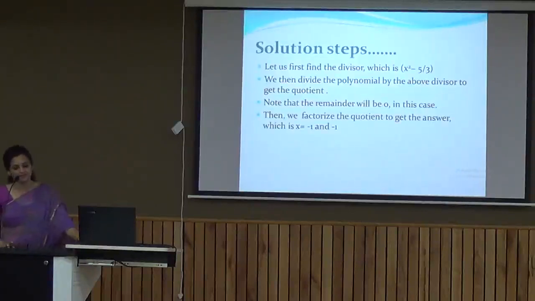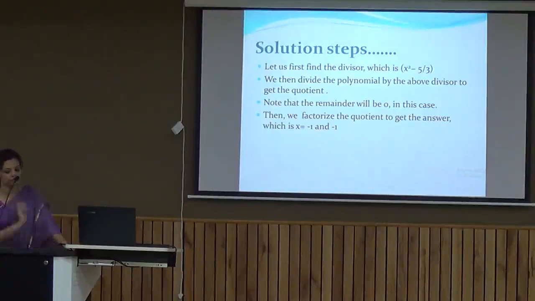See, solution steps. Let us first find the divisor, which is x squared minus 5 by 3. Now, how did we get x squared minus 5 by 3? Yes, x minus first zero, x minus second zero: x minus root 5 by 3, x plus root 5 by 3. Then, we divide the polynomial by the above divisor to get the quotient. Note that the remainder will be 0 in this case. Why? Yes, because it's given that there are two factors and we are dividing by those two factors.